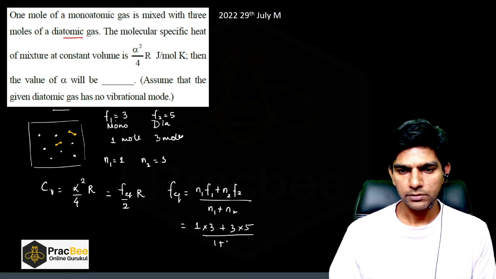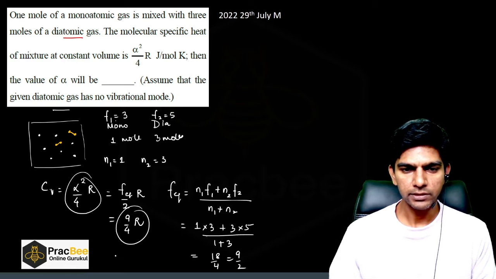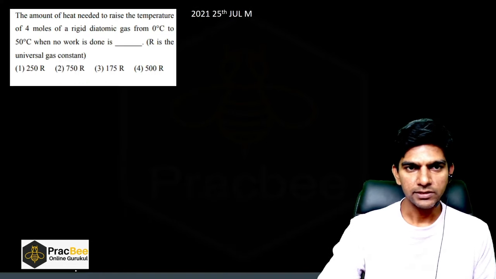So (1 times 3 plus 3 times 5) divided by (1 plus 3) will be 18 by 4, which is 9 by 2. So we can say it is 9 by 4 R. So if I compare this and this, we can say alpha is 3. So 3 is the answer. Now let us see one more question.